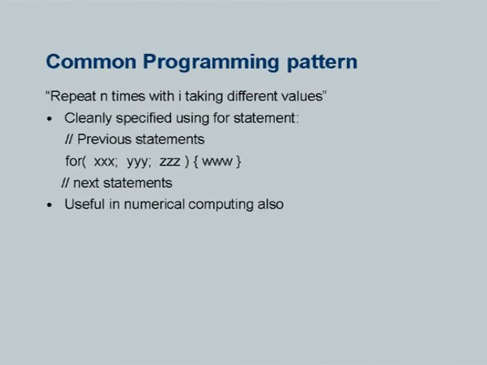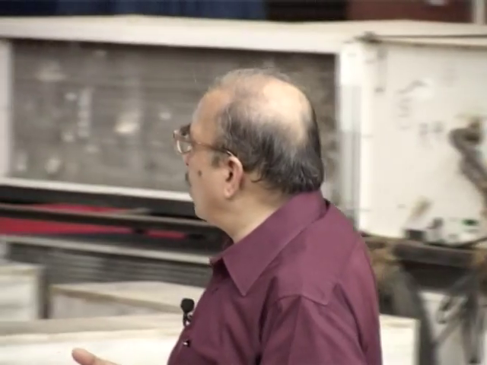Common programming pattern for repeat n times with i taking different values. Here, you can cleanly specify the iteration in a format where you have previous statements followed by this funny looking pattern: for XXX, semicolon YYY, semicolon ZZZ, and in opening braces and closing braces, WWW, followed by the next statement. This for block, as it is called, is an extremely important programming construct by which we can stipulate to Mr. Dumbo, please do certain things again and again and again using what is known as a for loop.